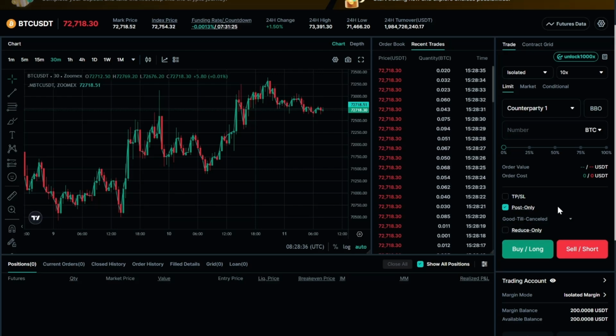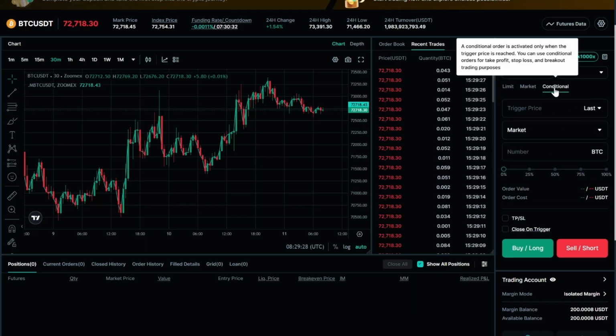And lastly, we have the reduce only option. This ensures your order only reduces or closes a position, not opens a new one. So it protects you from accidentally flipping your position or increasing your risk. Using these limit order tools gives you more control over your trades, from choosing your exact price to managing risk and fees more efficiently.